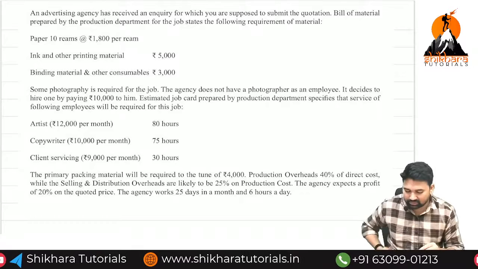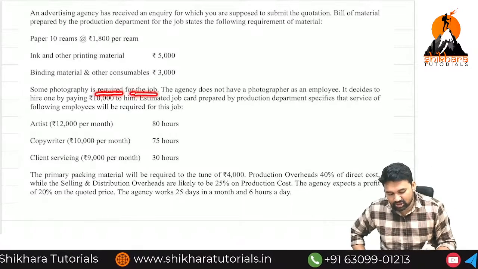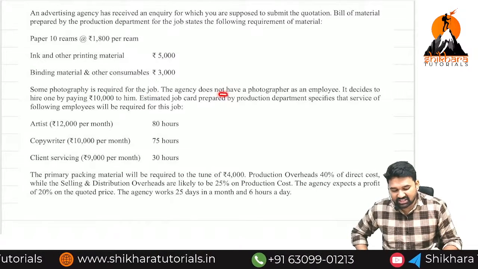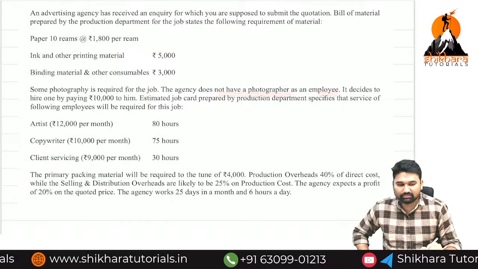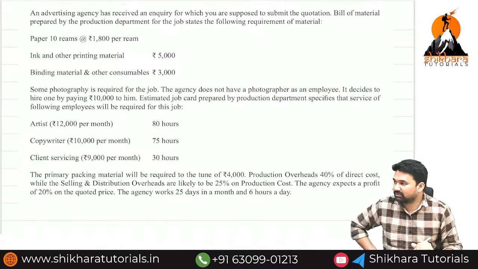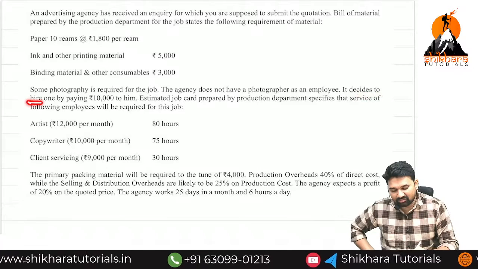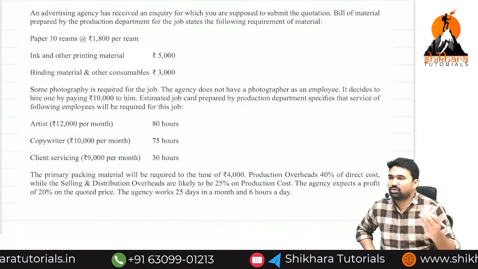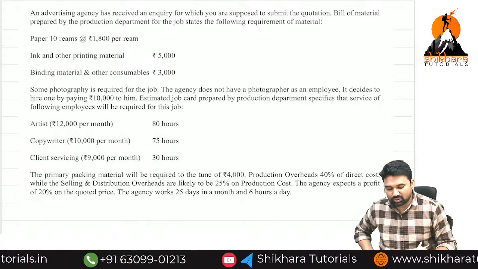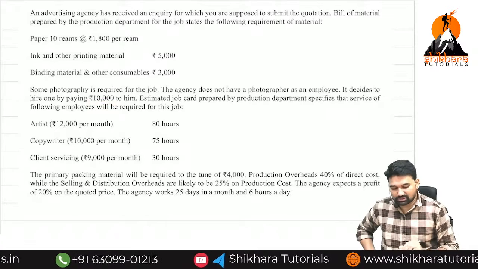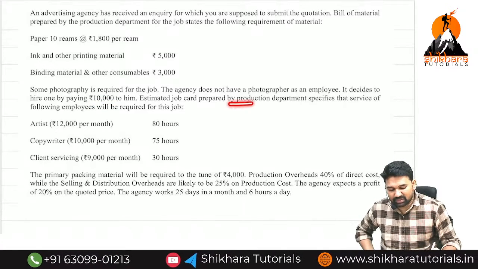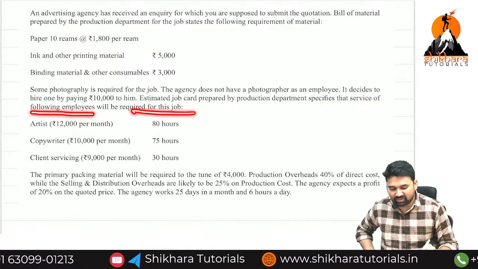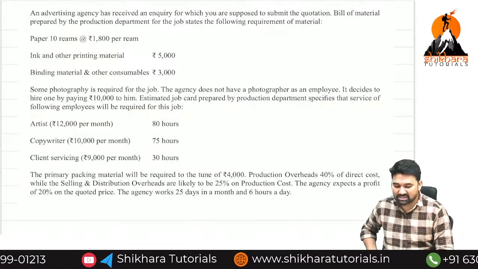Okay, next one. Some photography is required for the job. The agency does not have a photographer as an employee. It decides to hire one by paying 10,000 to him. So in order to do the job, photography is required, and the photographer asked 10,000. The estimated job card prepared by the production department specifies that the service of the following employees will be required for this job.